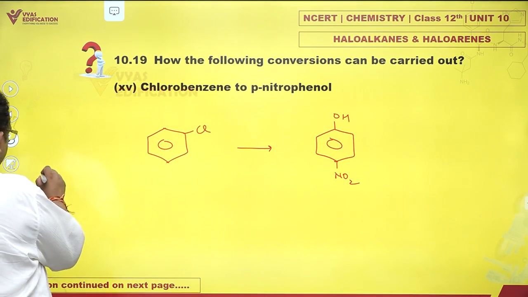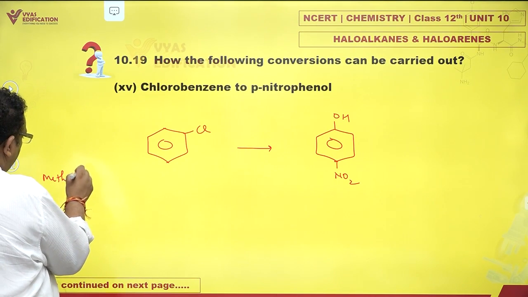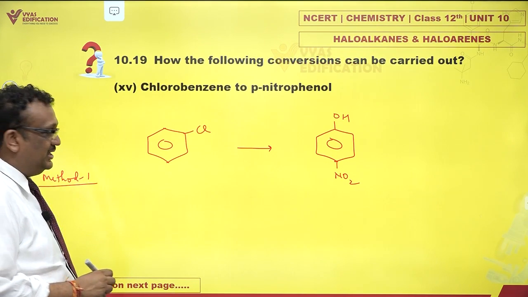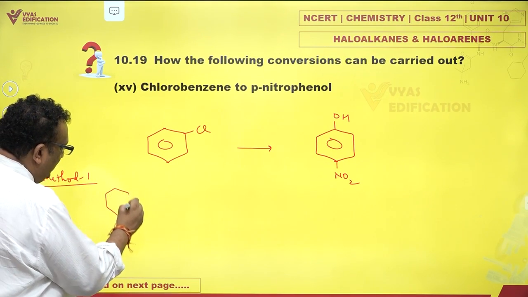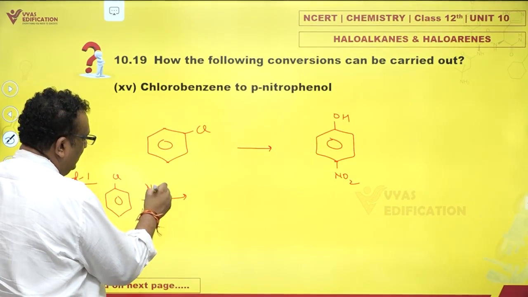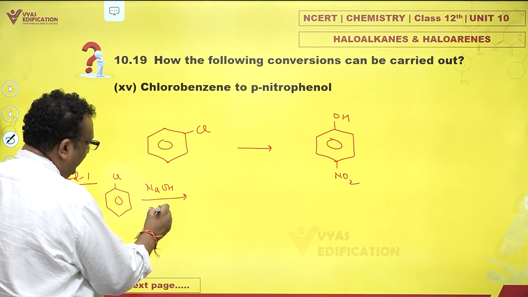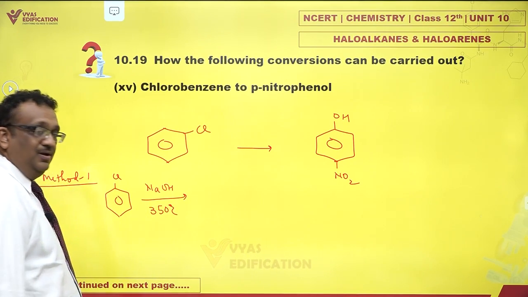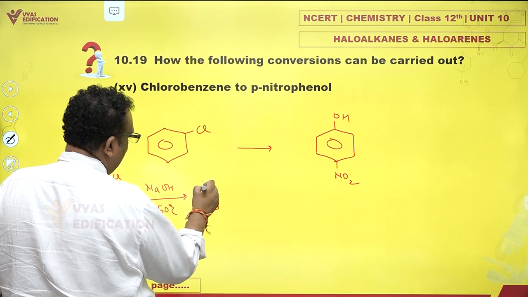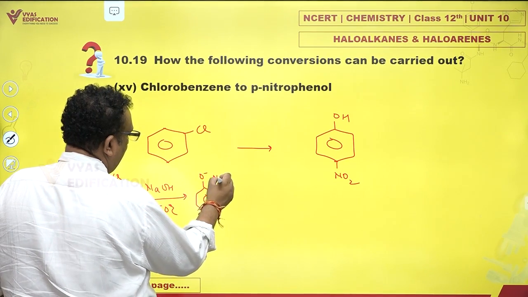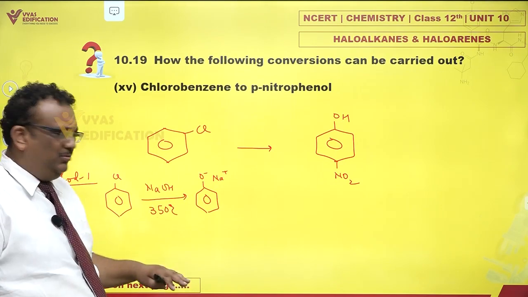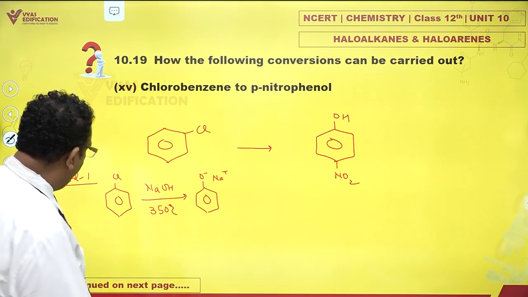Method 1. We use what is called Dow's process. We have chlorobenzene. By Dow's process, we use NaOH, 350 degrees Celsius, high pressure, and we get phenoxide ion like this, which is okay. Now you just cool it down, add acid, you get phenol.